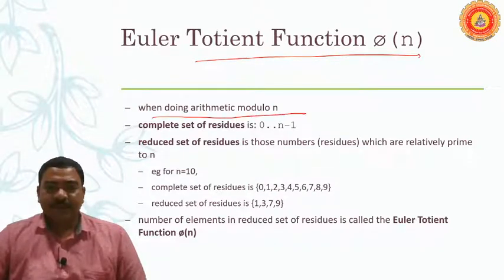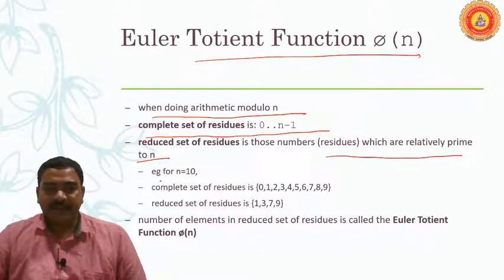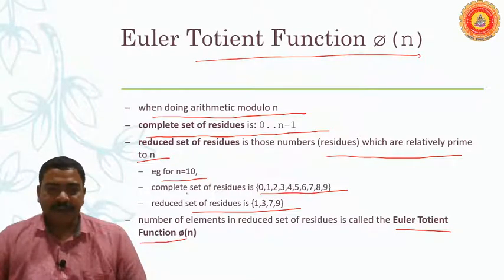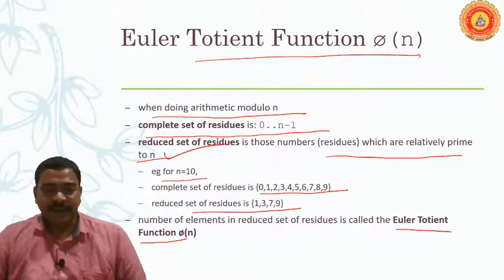Next, Euler's quotient function phi n. When doing arithmetic modulo n, the complete set of residues is 0 to n minus 1. A reduced set of residues is those numbers, those residues, which are relatively prime to n. For example, n is equal to 10. The complete set of residues is 0 to 9, and the reduced set of residues is 1, 3, 7, 9. The number of elements in the reduced set of residues is called Euler's quotient function phi n.